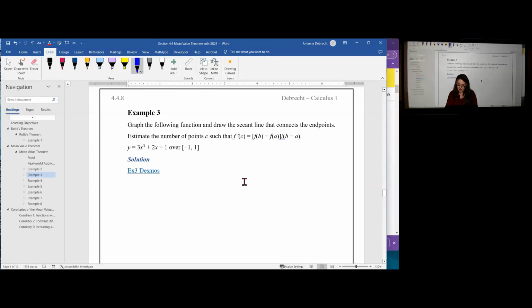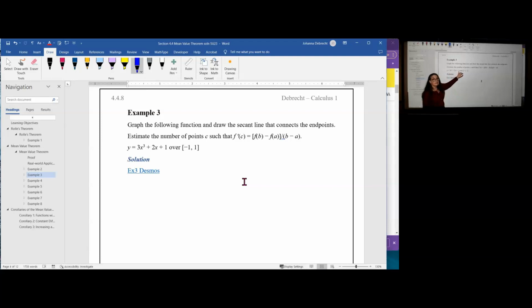Let's go ahead and apply the mean value theorem now to example 3. We are going to graph the function, and we'll draw the secant line that connects the endpoints over the interval -1 to 1. And we want to estimate the number of points C where the slope of the tangent line equals the slope of the secant line.